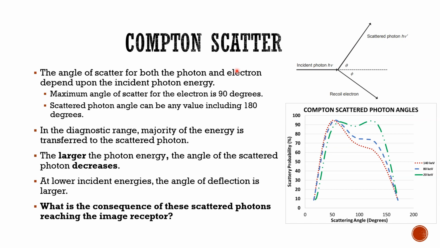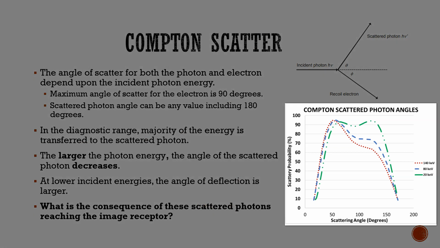Firstly, referring to the recoil electron, it is important to note that the maximum angle of scatter for this electron is 90 degrees. As opposed to the scattered photon, it can have any angle from 0 up to 180 degrees. And of course, 180 degrees means that it can be backscattered, which is the opposite direction to the incident photon. So in diagnostic radiology, the majority of the energy is transferred to the scattered photon and not the recoil electron. So the larger the photon energy, the more the angle of scatter of the photon decreases.